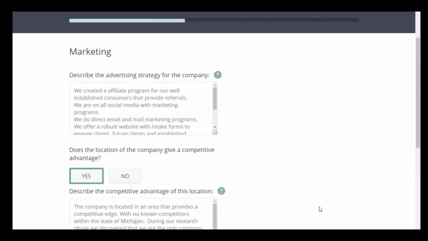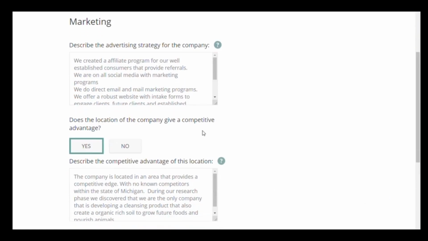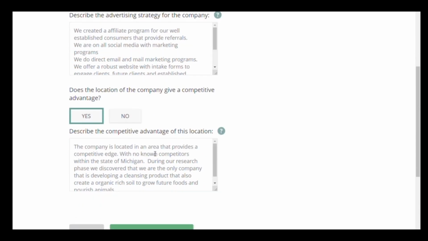Now, the next question asks, does the location of the company give a competitive advantage? So I did pre-fill in this answer. We're going to say yes for the purposes of this exercise, but if it's no, then it's just no, and you can explain why your location doesn't have a competitive advantage. You definitely want to go into detail in this area and talk about the benefits or the challenges of the area that your company is located in.